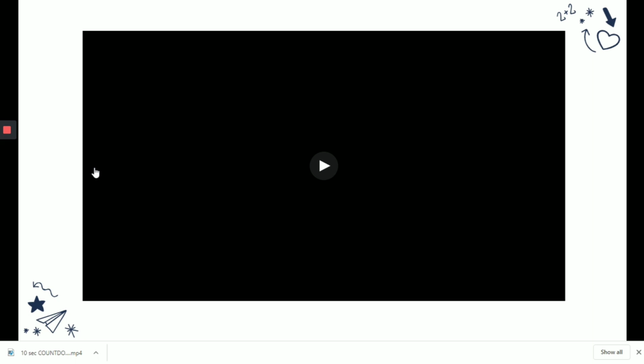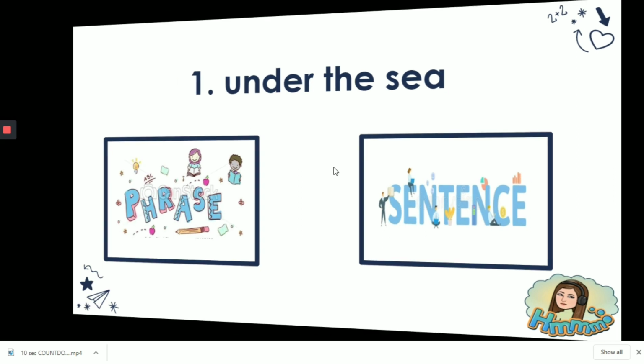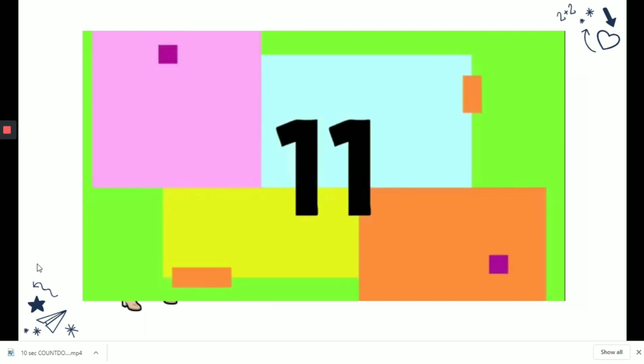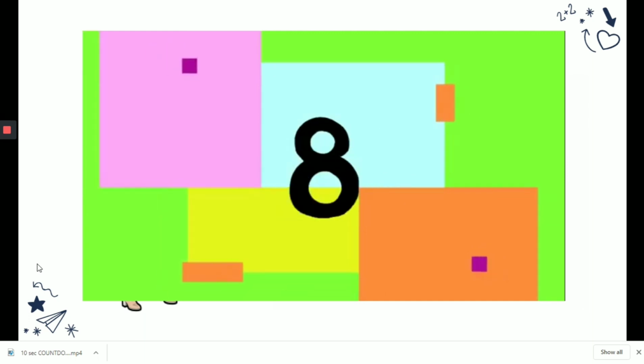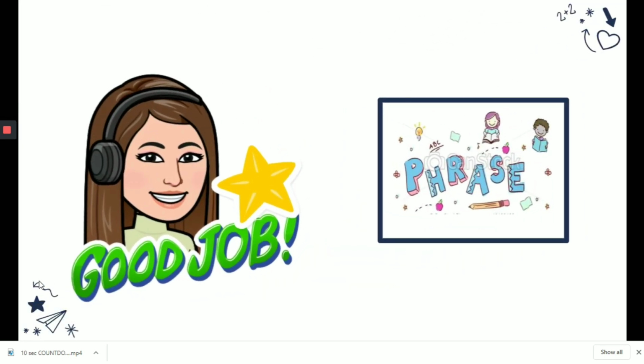So let's start question number 1. Under the sea, is it a phrase or a sentence? Timer starts now. Alright, so under the sea is an example of a phrase. Good job! Because it has no complete meaning, it starts with a small letter and there's no punctuation mark. I hope you got the correct answer.